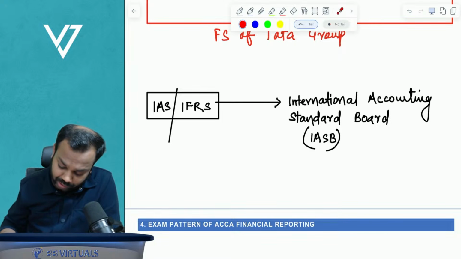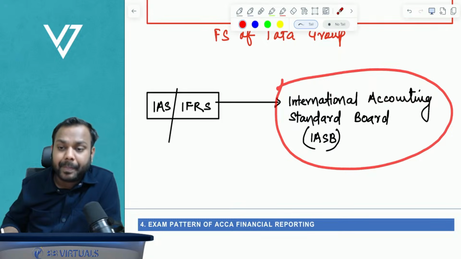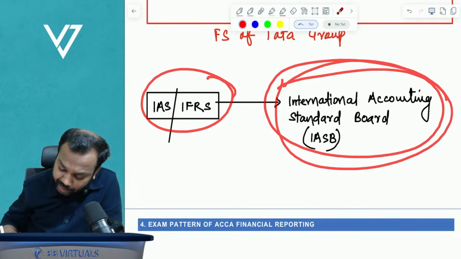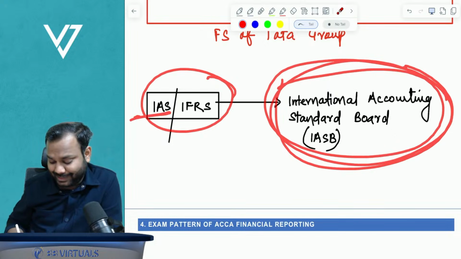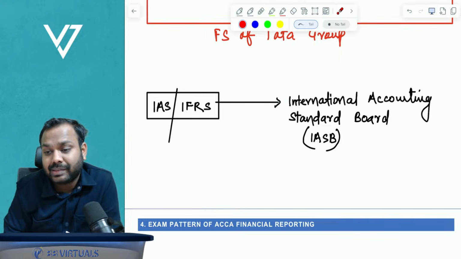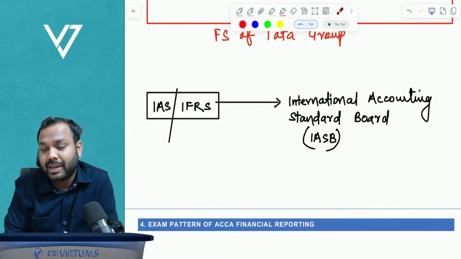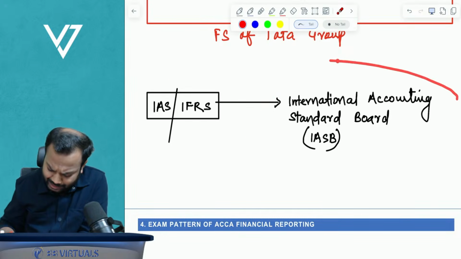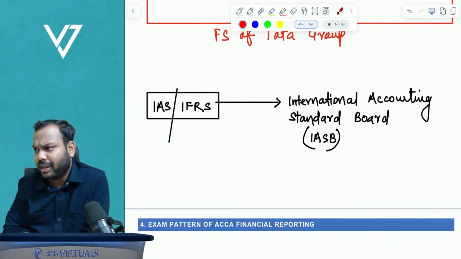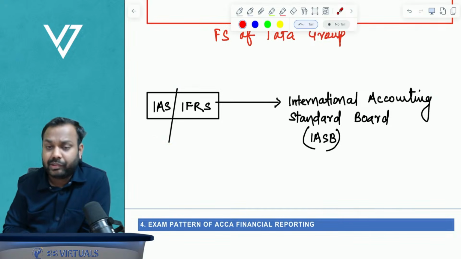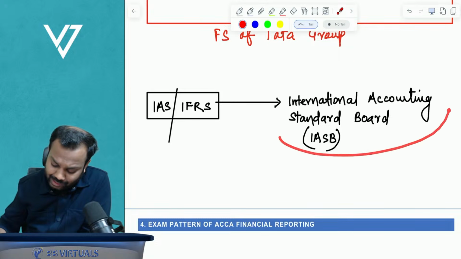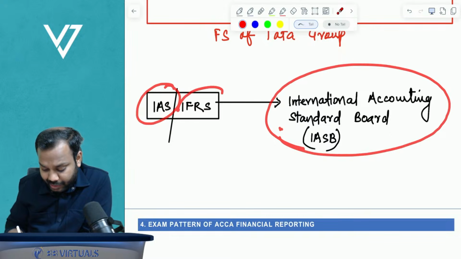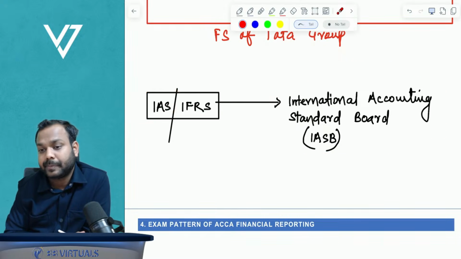IASB. Okay, so this body is the parent body of this one. This body gives birth to standards, international accounting standards and international financial reporting standards. This is the body. We'll talk about it in depth in our next class, though, but still I'm giving you the basics of it. The International Accounting Standards Board sets up international accounting standards and international financial reporting standards.